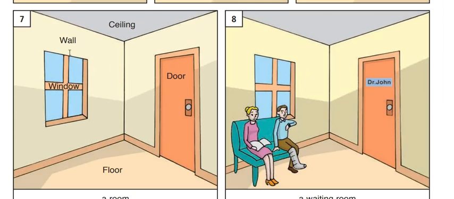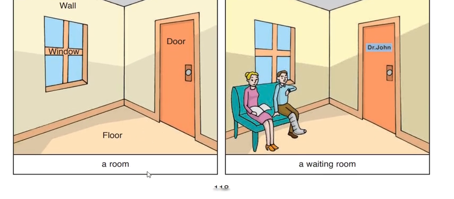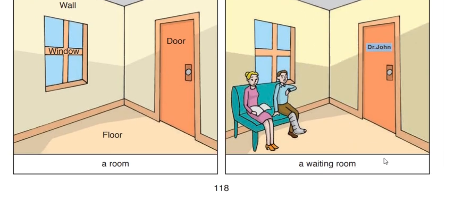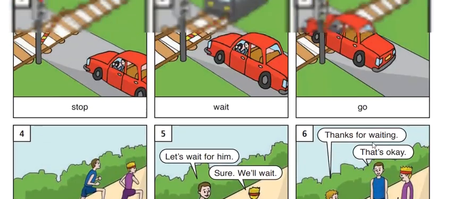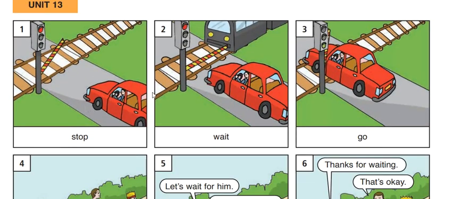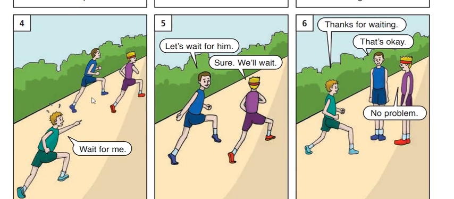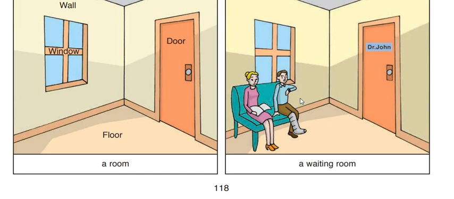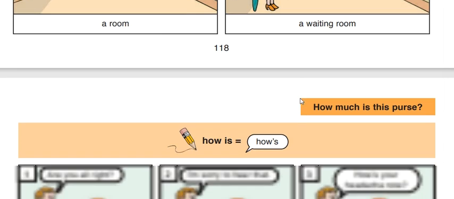Picture 7. Wall, ceiling, window, door, floor, a room. A room, floor, door, ceiling, wall, window. Picture 8. A waiting room. Okay, let's revise this. Picture 1 to picture 8, and this is all about this page. Let's move to the next page.